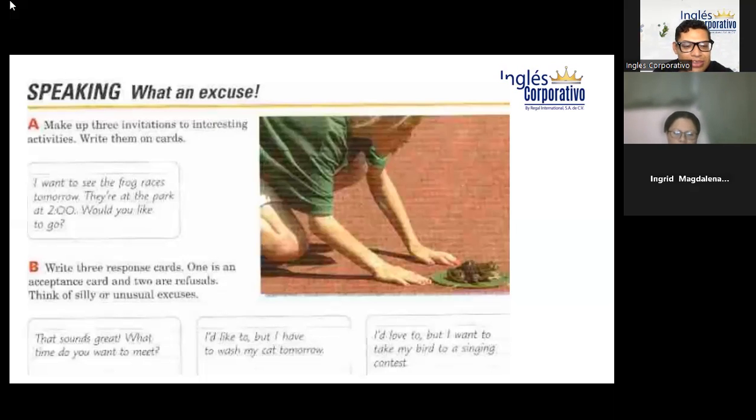And then look at this one. Write 3 response cards, 1 acceptance card, and 2 refusals. But in that case, the methodology will be this one. You will write 3 questions, and you will give this invitation to your classmates in the breakout rooms. Your classmates have to accept or refuse the invitation as a practice. So I will give you a couple of minutes right now to think about the invitation and the possible answer. That's what we had to do. You will use your creativity to accept or refuse the invitation.